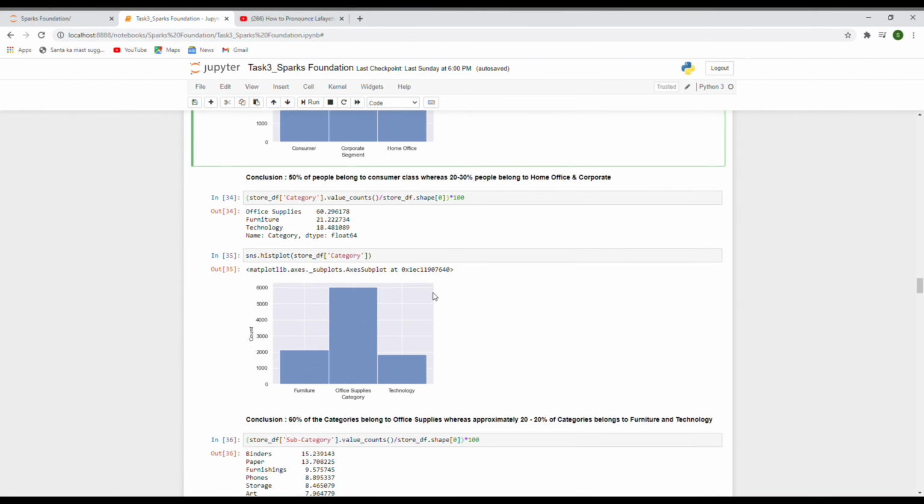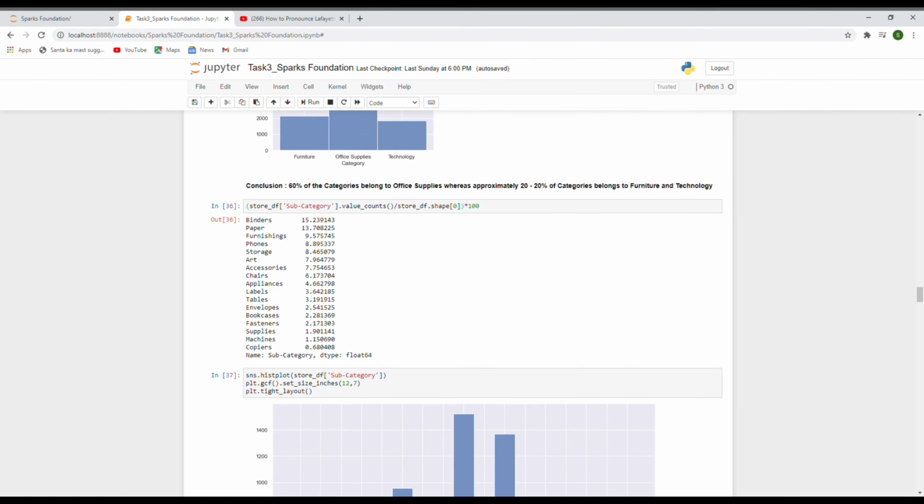And after that, we have analyzed the category. We have three types of categories, that is office supplies, furniture, and technology. By using histplot and the percentage method, we can easily conclude that 60% of the categories belong to office supplies, whereas 20% of the categories belong to furniture and technology.